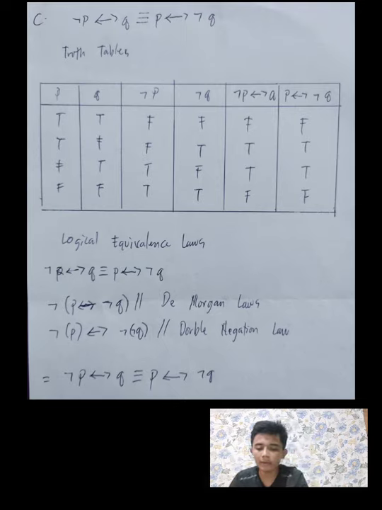Then, negation of P implies biconditional negation of negation of Q. So that is the double negation law. So the answer is negation of P biconditional Q equals P biconditional negation of Q. That is my final answer in test C.